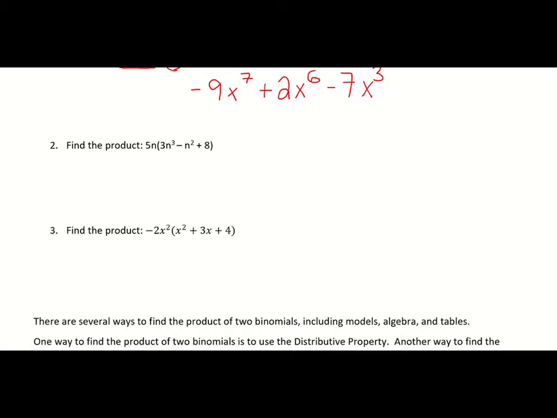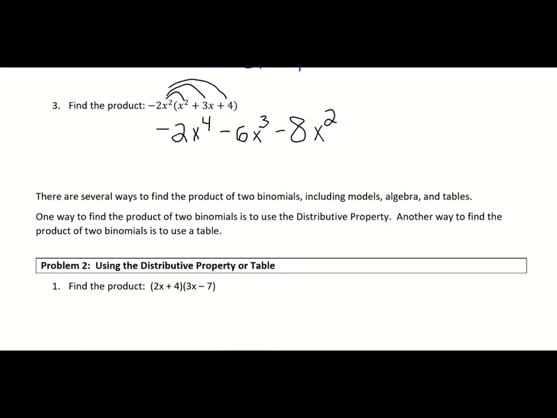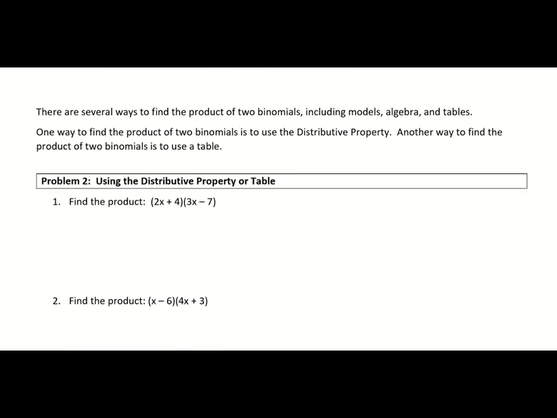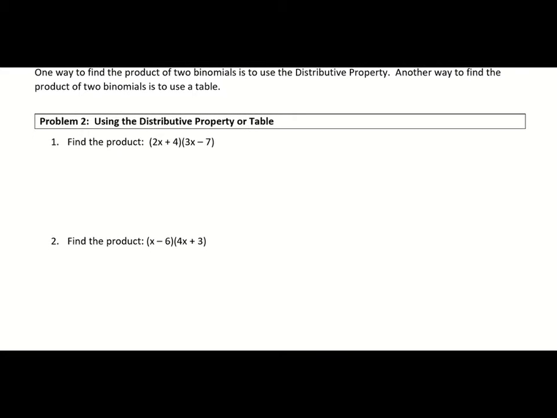So now that we've multiplied some monomials with trinomials using the distributive property, we want to take a look at problem 2, where we can use the distributive property to multiply two binomials together. So number 1 of problem 2 says to find the product, 2x plus 4 times 3x minus 7. So notice in between my parentheses, there's nothing there.